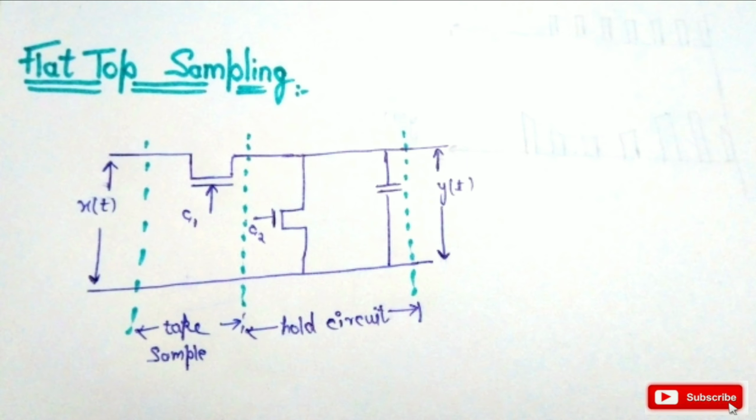The basic circuit diagram of flat top sampling is shown in the figure, in which we use two MOSFETs, G1 and G2, that work as switches. Across G2 there is a capacitor that is used to hold the value, the output voltage is taken as the capacitor voltage, and we apply the input across the switch G1.